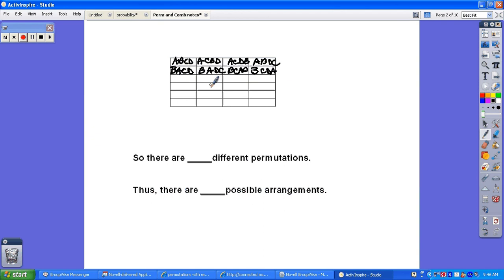And so what you're going to do is make up all these. And if you notice, there are 24 boxes here. So if you fill in every possible combination, you are looking at 24 different permutations. Therefore, there are 24 possible arrangements that we can use.